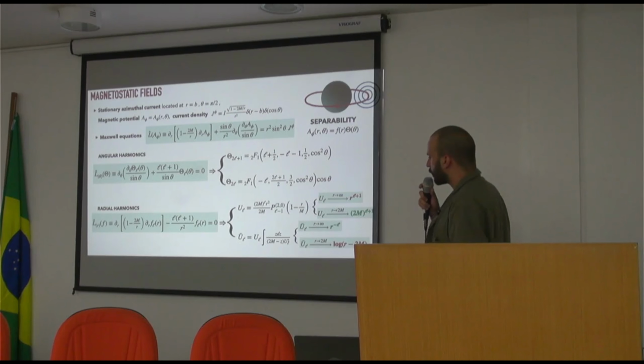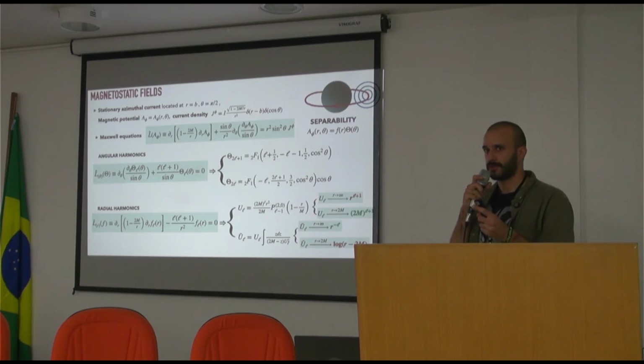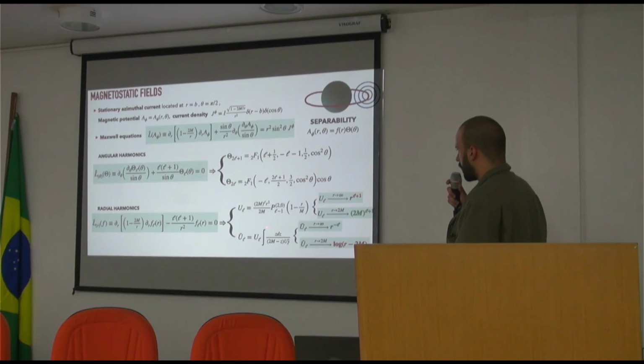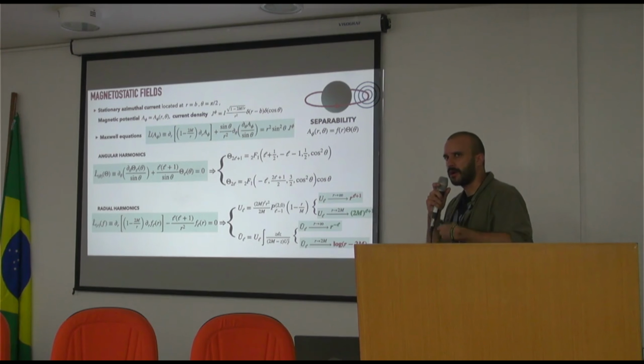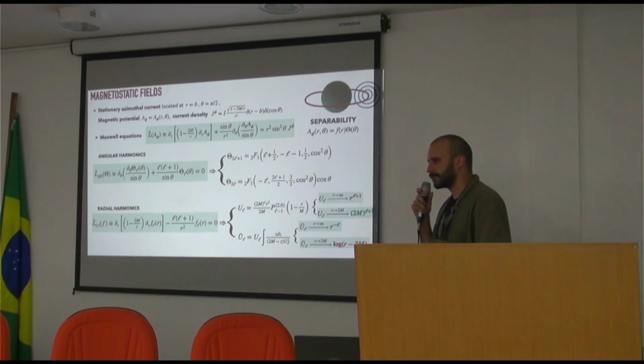If we look at the dual solution, then we have the opposite behavior. So when we go towards radial infinity, we have some regular behavior, whereas we have some sort of logarithmic behavior close to the horizon.